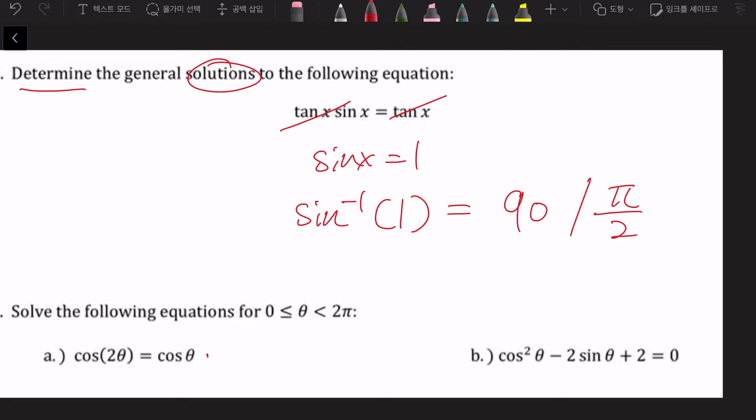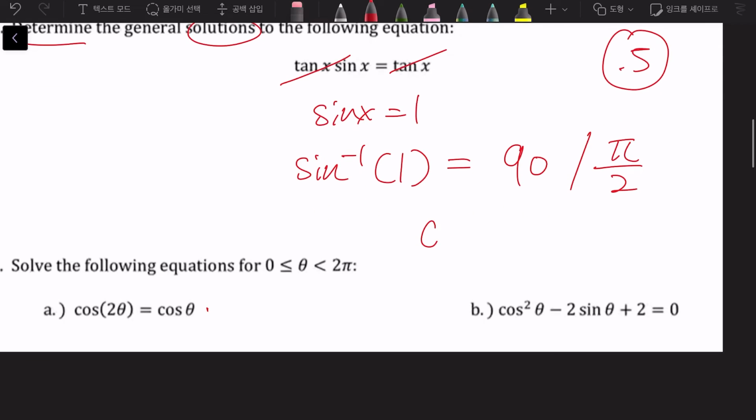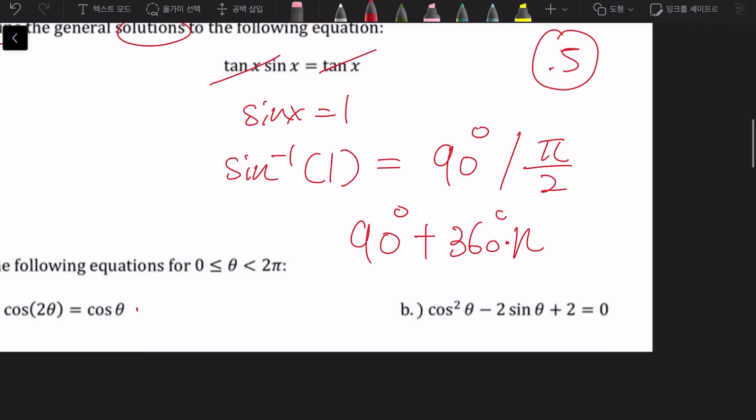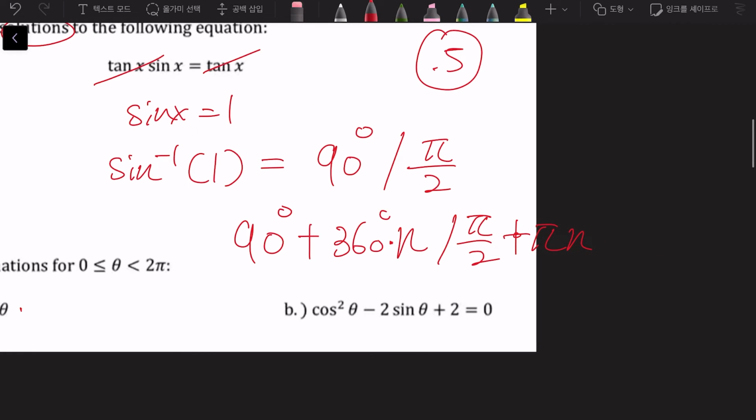But if you only write this, I only give you half a credit, because the actual answer is 90 plus 360n degrees, or pi over 2 plus 2 pi n. As you know, if you graph this sine graph, the x values that give y equal to 1 will have a lot of points. So you need to mention all of them by putting n in the answer.